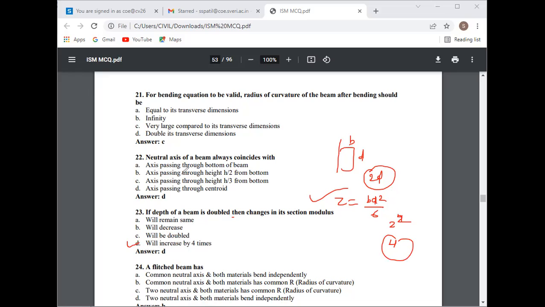असे क्वेश्चन विचारले जाऊ शकतात. डायरेक्ट तुम्हाला विचारणार नाही सेक्शन मॉड्युलसचा फॉर्म्युला काय. त्या फॉर्म्युलावरती MCQ विचारला जाऊ शकतो. जर डेप्थ डबल झाली तर तुमचा काय होणार आहे, 4 टाइम्स नी इन्क्रीज होणार.